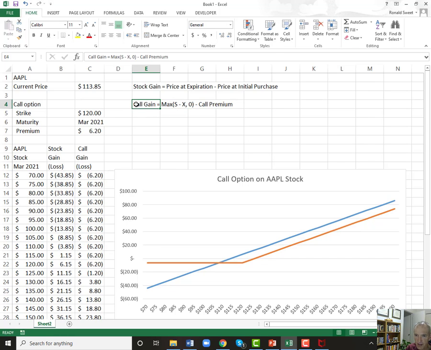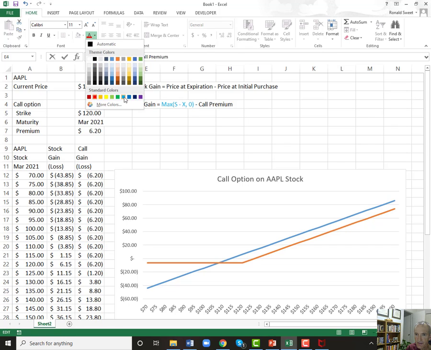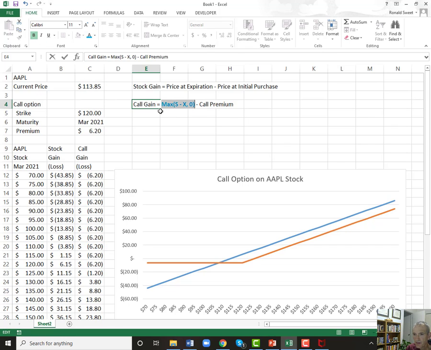Remember this first part of the equation, this part right here, that is the intrinsic value of the stock. So the max of S minus X comma 0, that's the intrinsic value. Remember when we're trying to calculate time value, we take the call option minus this intrinsic value. So when we started off on this, what was the time value of this option? It's going to equal the call premium minus the intrinsic value.